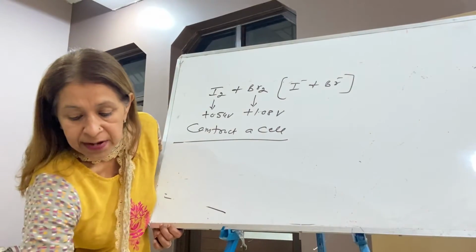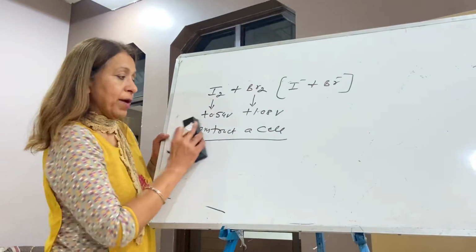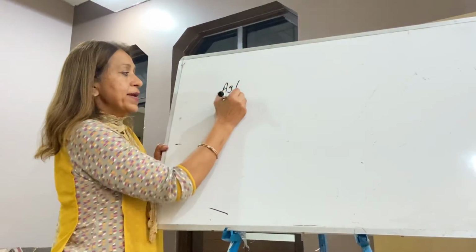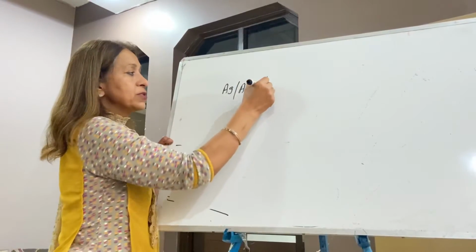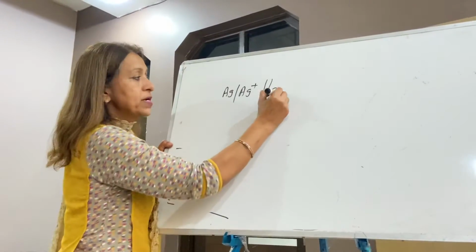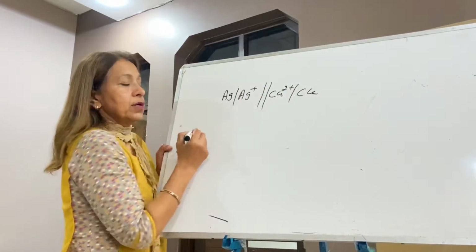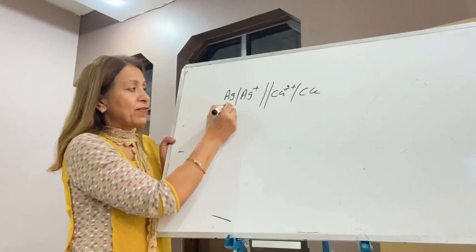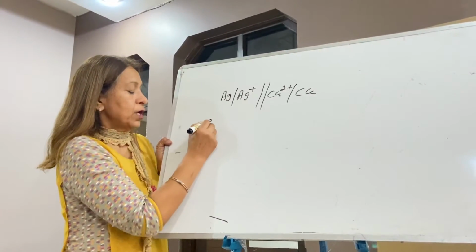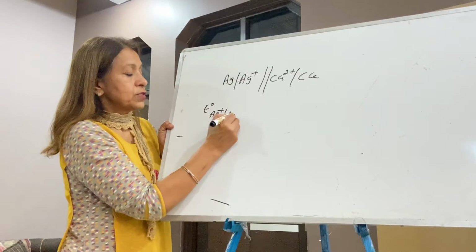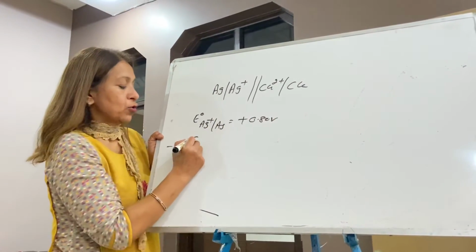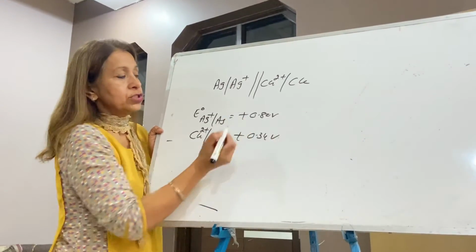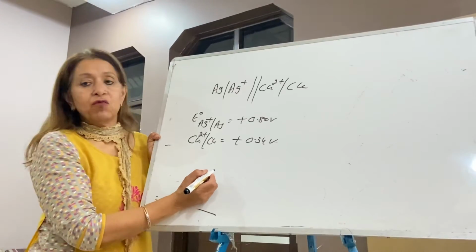Now write down the next question. Again, one more I am giving. It is your silver, silver plus. Now I am giving you the cell representation: double line, copper 2+, copper. The second question is again whether this cell is correct or not. Their values are given. E naught of silver is 0.80 and E naught of copper is 0.34. The question is whether the cell will work or not.